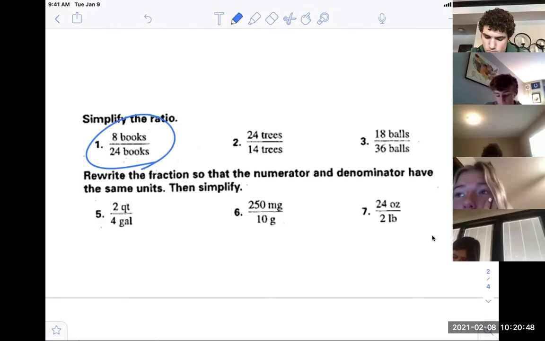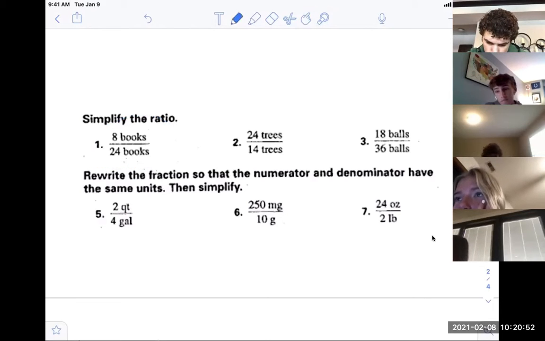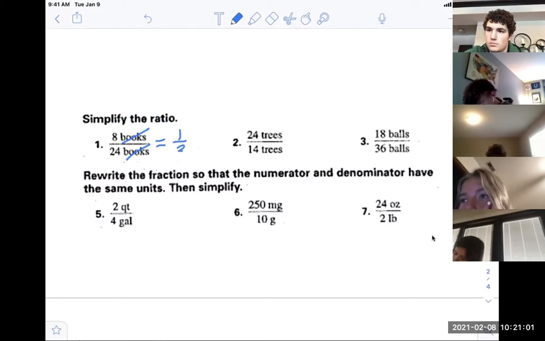Divide by 8, or divide by 8 over 8, which is the same as dividing by 1. So books will cancel out, right? Because we're in the same units this time. And we're dividing an 8 out of the top and bottom. We're just simplifying, right? So it'll make it 1/3. Notice that there's no label there. And also don't round these ever. You want to leave these in fraction form.